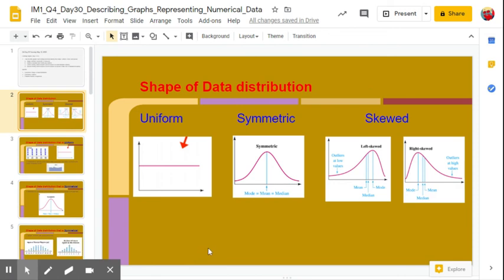So in closure, these are the 3 terms we're going to use when we describe the shape of a data distribution. We're going to say it's either uniform, it's symmetric, or it's skewed. And when it's skewed, you'll say skewed left or skewed to the right.